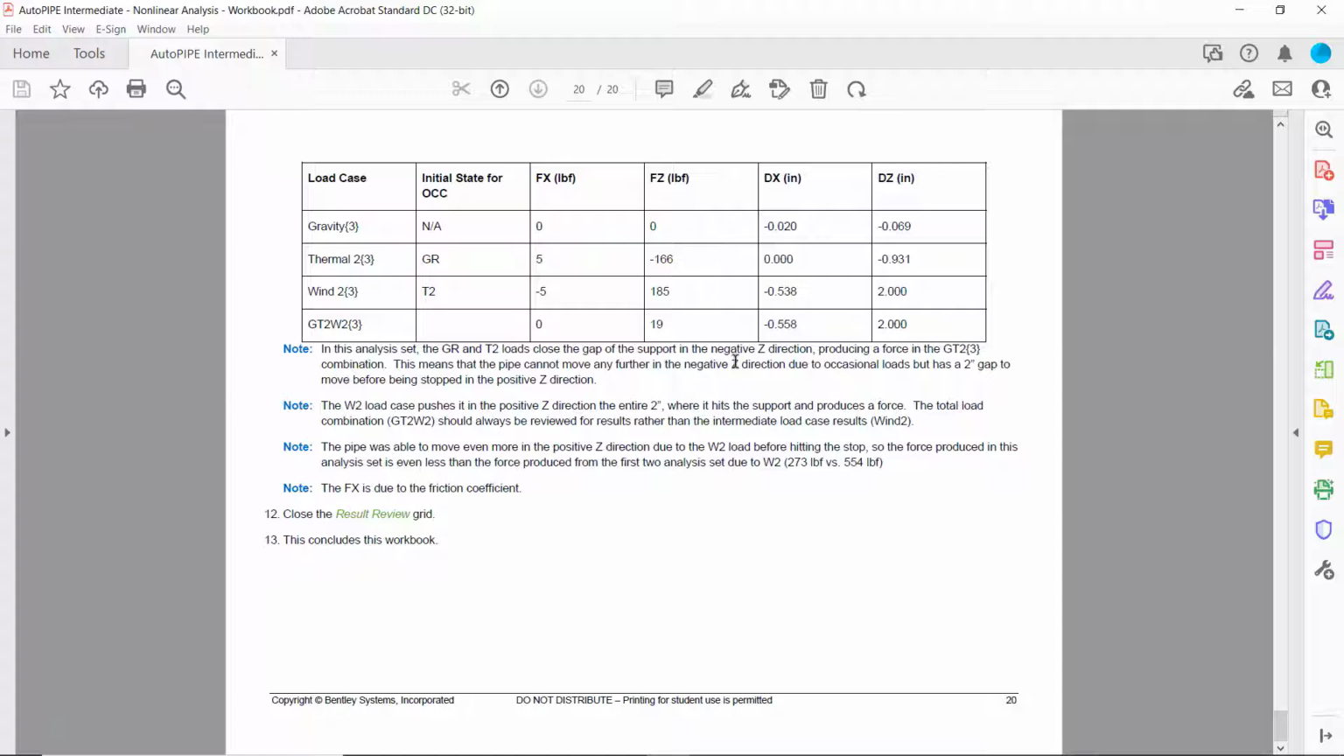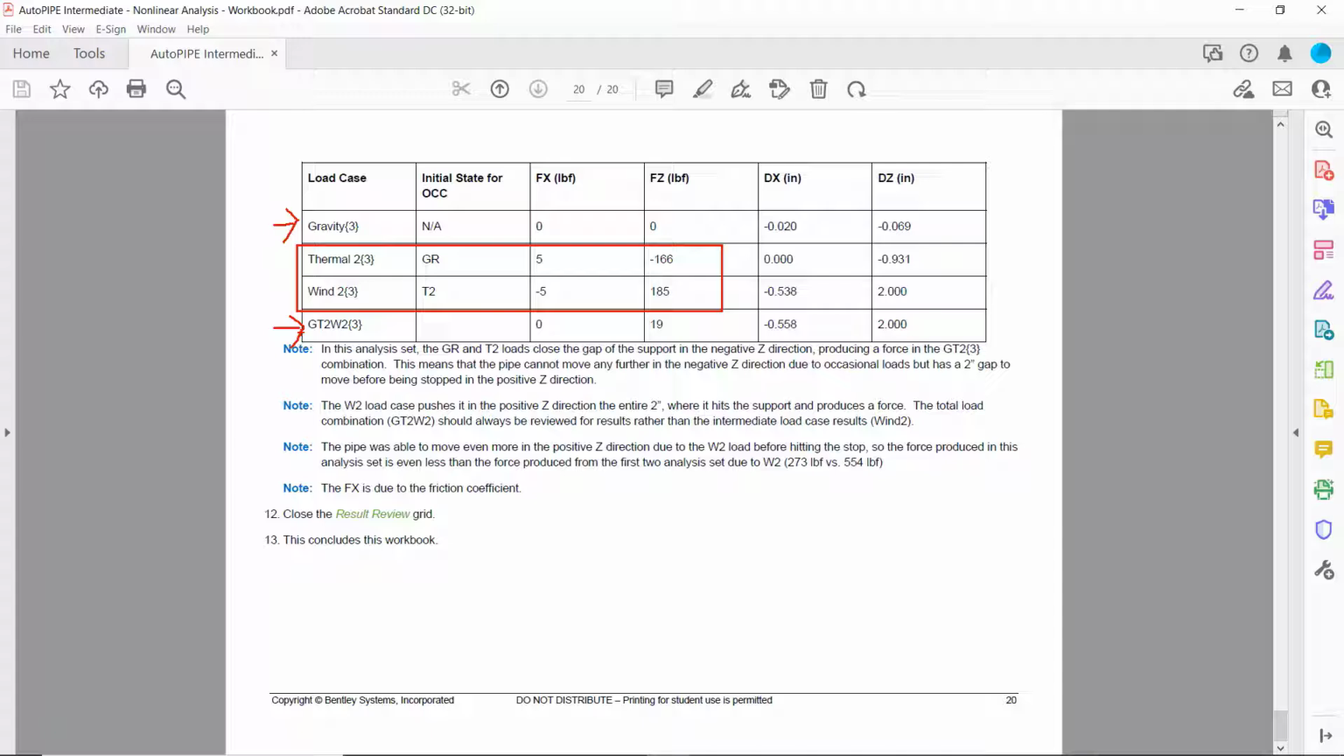It's very important to be aware that you should not look at loads for intermediate load cases such as thermal and wind. You want to look at your loads for your realistic real-world load combinations. Gravity will always be a realistic combination. And then here's your total combination: gravity, temperature, and wind. These are the combinations you want to look at and you want to review.